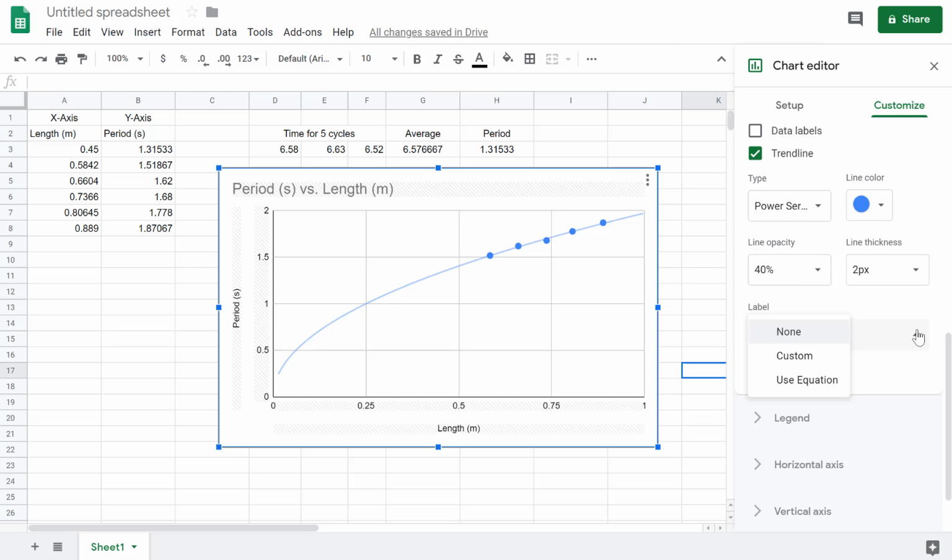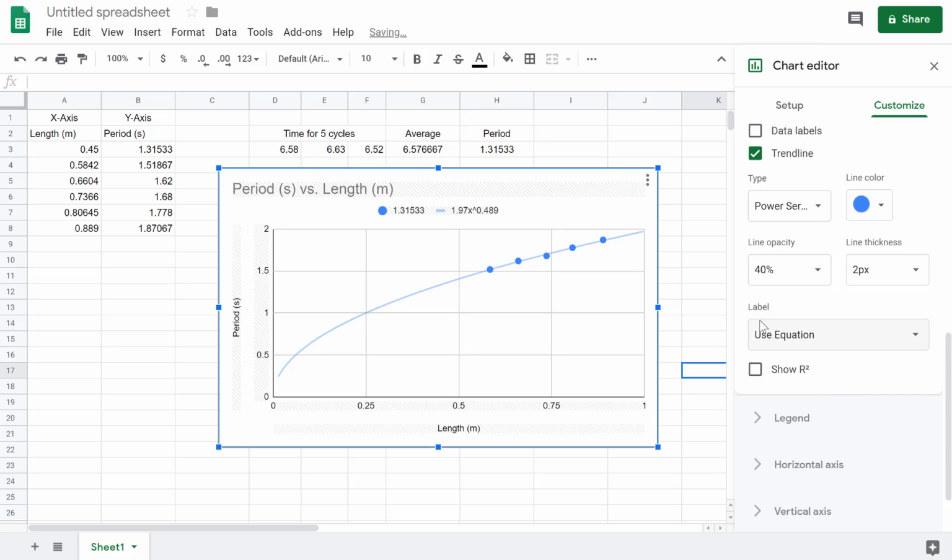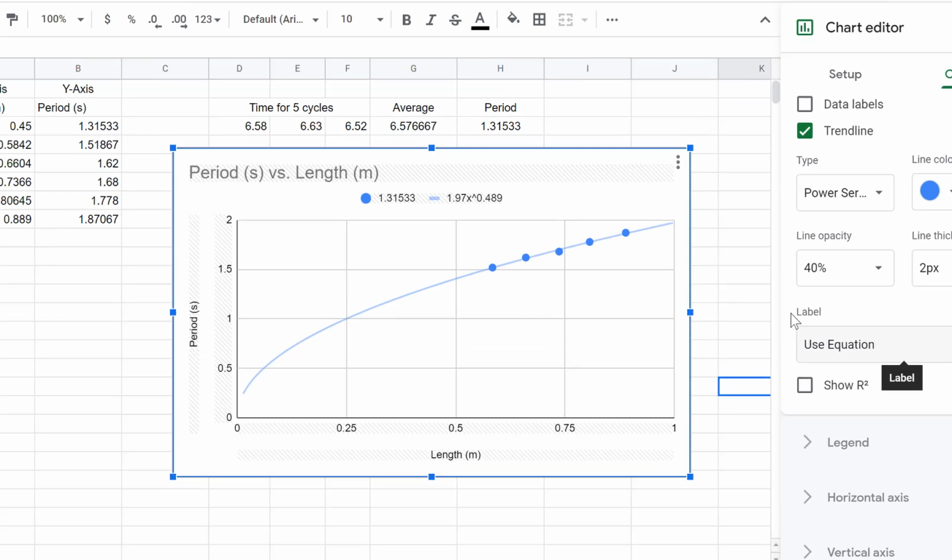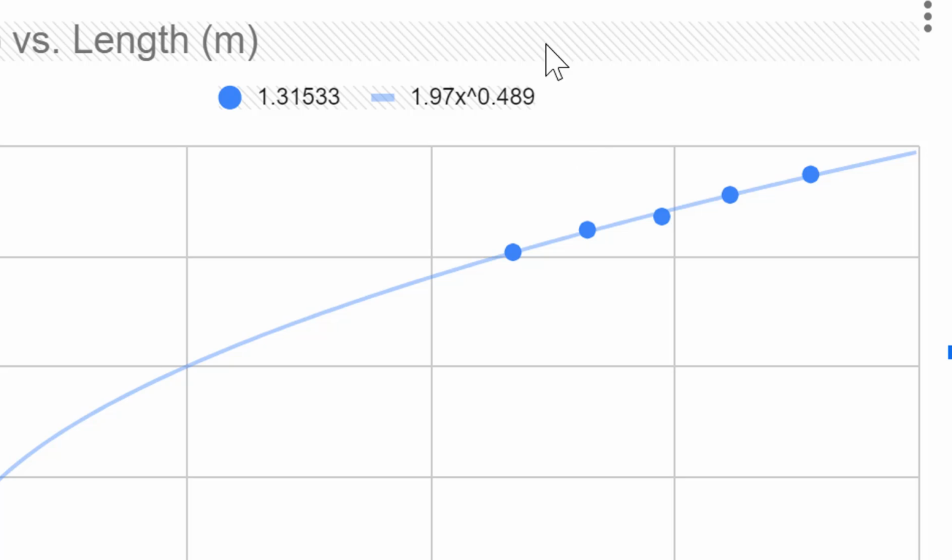And of course, that is not very useful, just having a line in my graph. I need to know what the equation of that line is. So I'm going to click Use Equation for the label. Now it's giving me an equation here. This should really be y equals 1.97 times x to the 0.489 power. So let's take a closer look at that and see what that tells us.